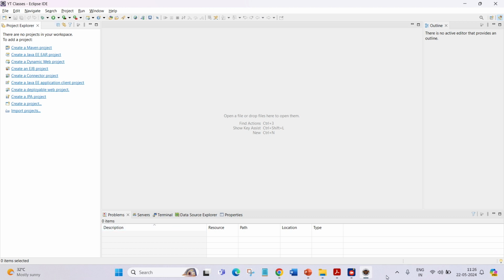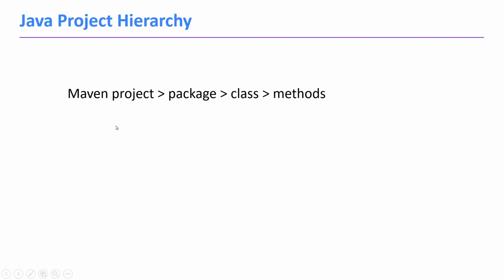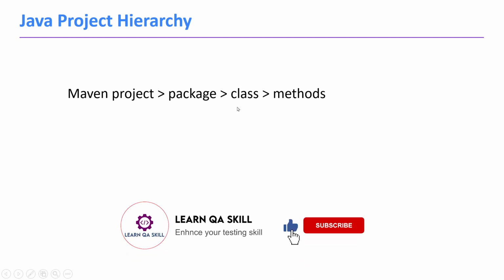To create a project and write the Java code, we have to follow some hierarchy in Java. Let me share my screen and show you that hierarchy. Okay, so this is the project hierarchy. Whenever you create a project, you have to create the Maven project. Under that Maven project, multiple packages are there. Inside that package, you have to create a class. Then inside the class, you can create a method.